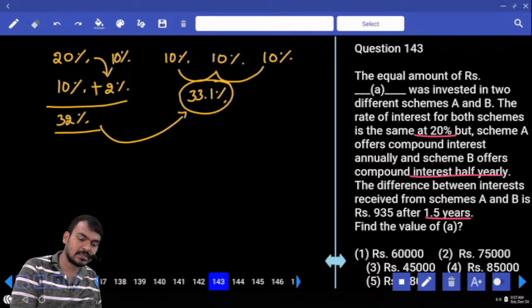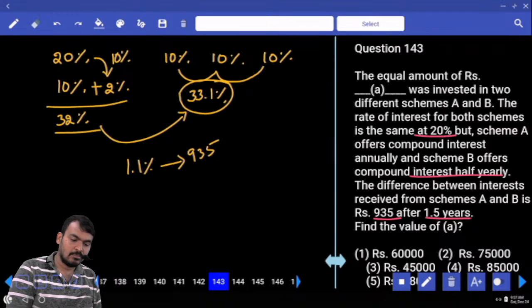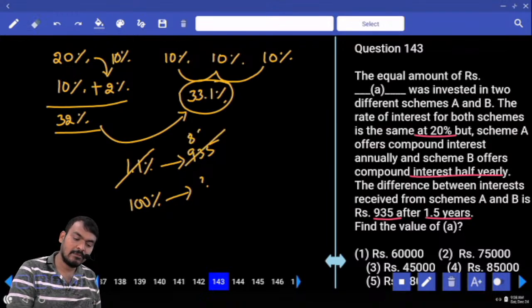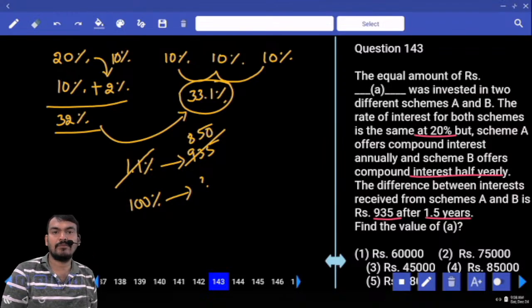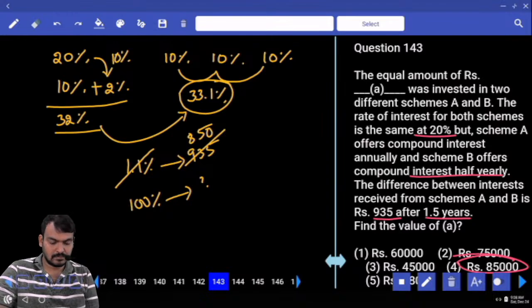How much extra interest are we getting? 1.1%. But in place of 1.1%, how many rupees are given? 935. 1.1% is 935. But we require 100%. How much do we need? 11 how many times? 8 times. Again 5 times. It will be 850, and 850 into 100 is 85,000.